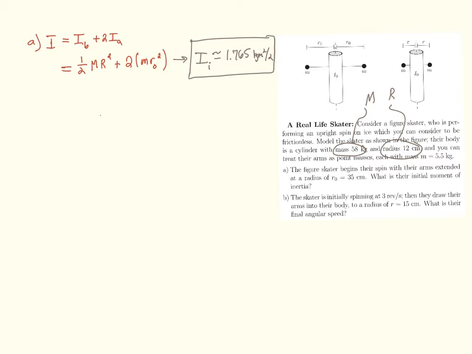Cool, that's part A. So for part B, I want to actually do the conservation of angular momentum problem. I know what their initial speed is, then they draw their arms into the body to a radius of r equals 15 centimeters. So conservation of angular momentum looks a lot like conservation of linear momentum. Change in L is 0.